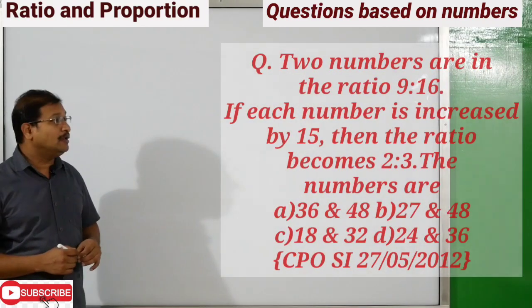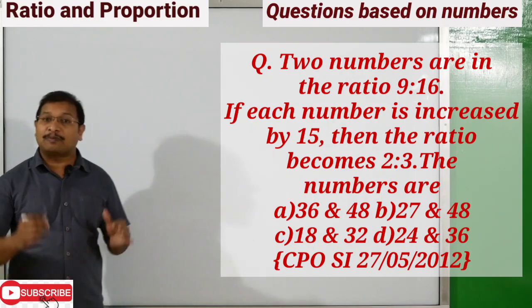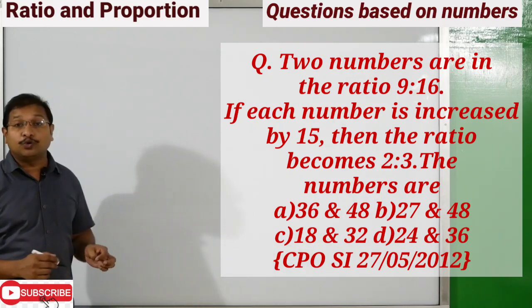Okay, let's see the next question. Two numbers are in the ratio 9:16. If each number is increased by 15, then the ratio becomes 2:3.